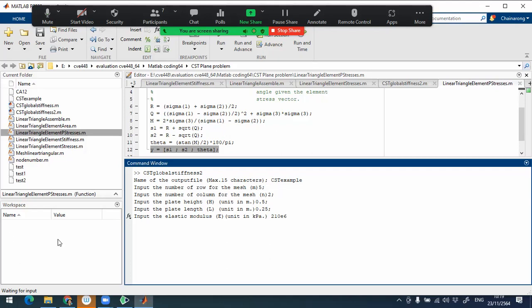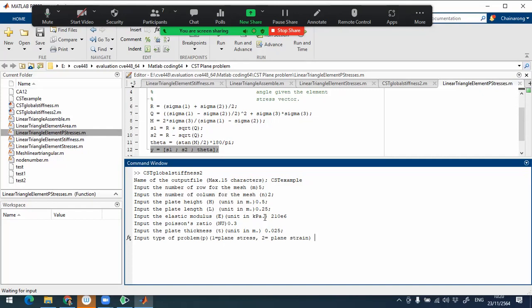Okay, sorry, I just missed the code a little bit. I will change. It should be kilo. Oh, yeah, that's all right. That's correct, kilopascal. At first I thought it was just kilonewton, but that is kilopascal already. And then supply Poisson's ratio 0.3. The plate thickness is 0.025.